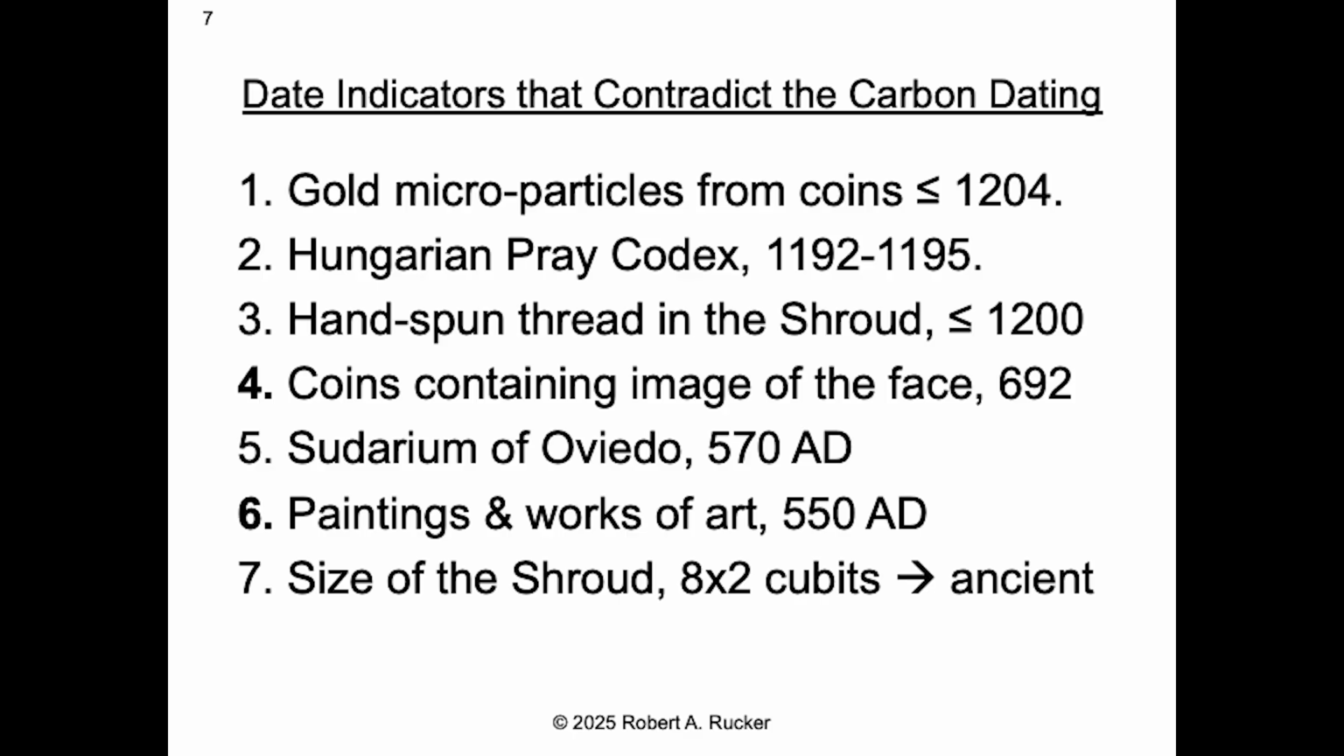We have 7 of them here. We have the coins containing the images, dating back starting at about 692. We have the paintings starting about 550 AD. There are various different date indicators over the next group here, up through 12.